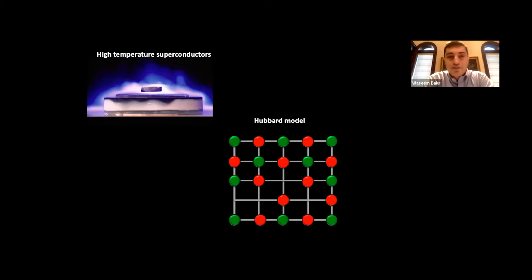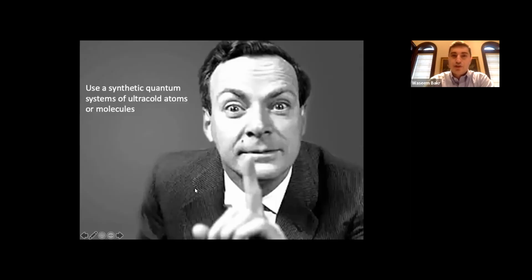So there was a clever solution that was proposed a long time ago. Instead of trying to do the simulation on a classical computer, it's probably better to use another quantum system to do the simulation. This was an idea that goes back to Richard Feynman. He said you can take a very well-controlled, flexible, versatile quantum system and use it as a simulator to simulate the physics of the original system.